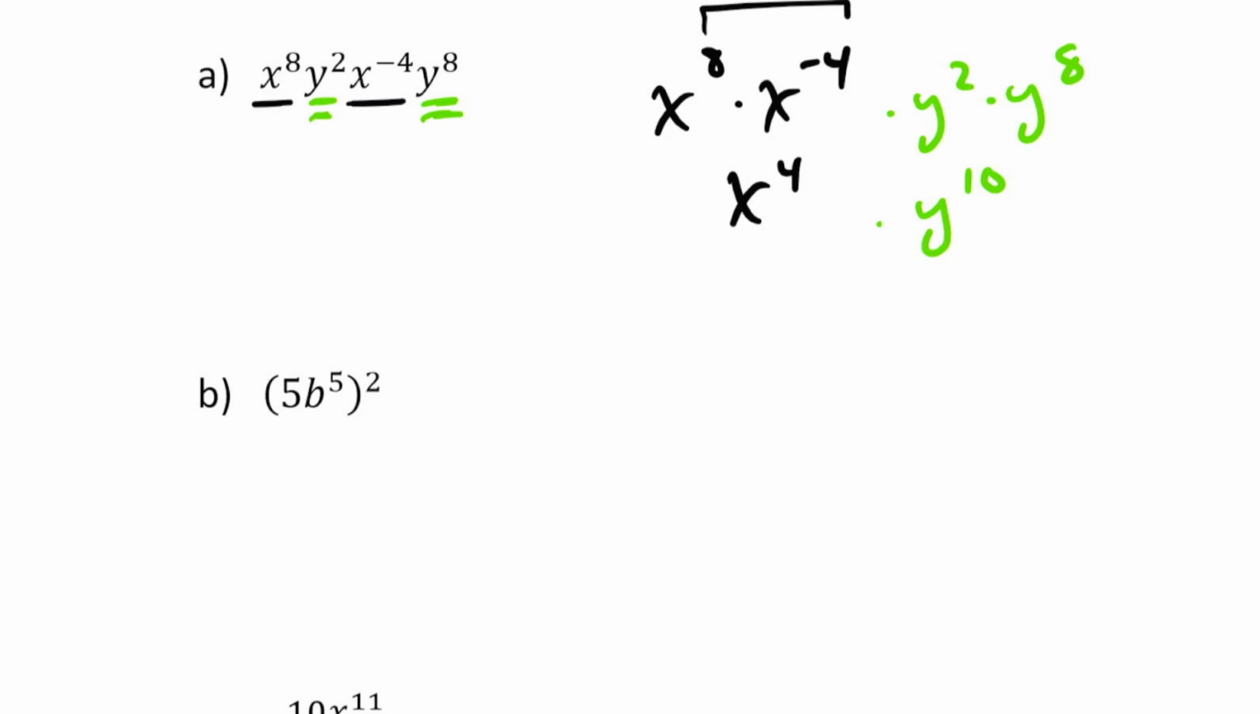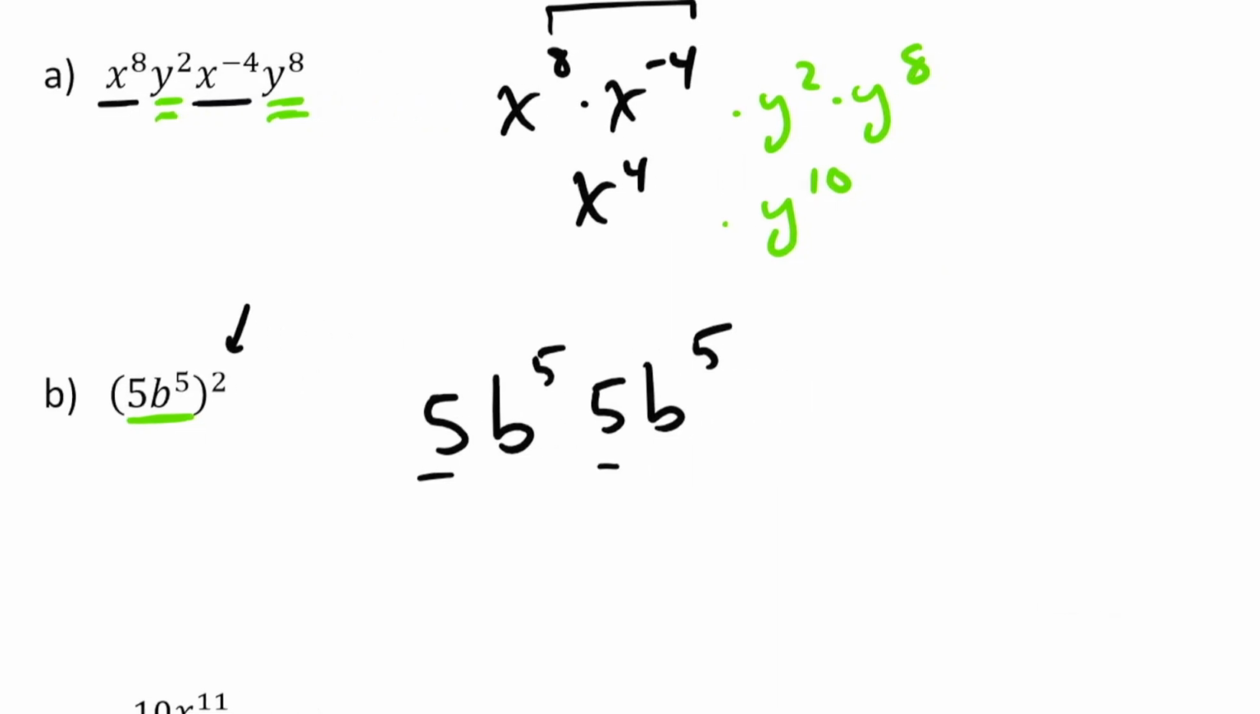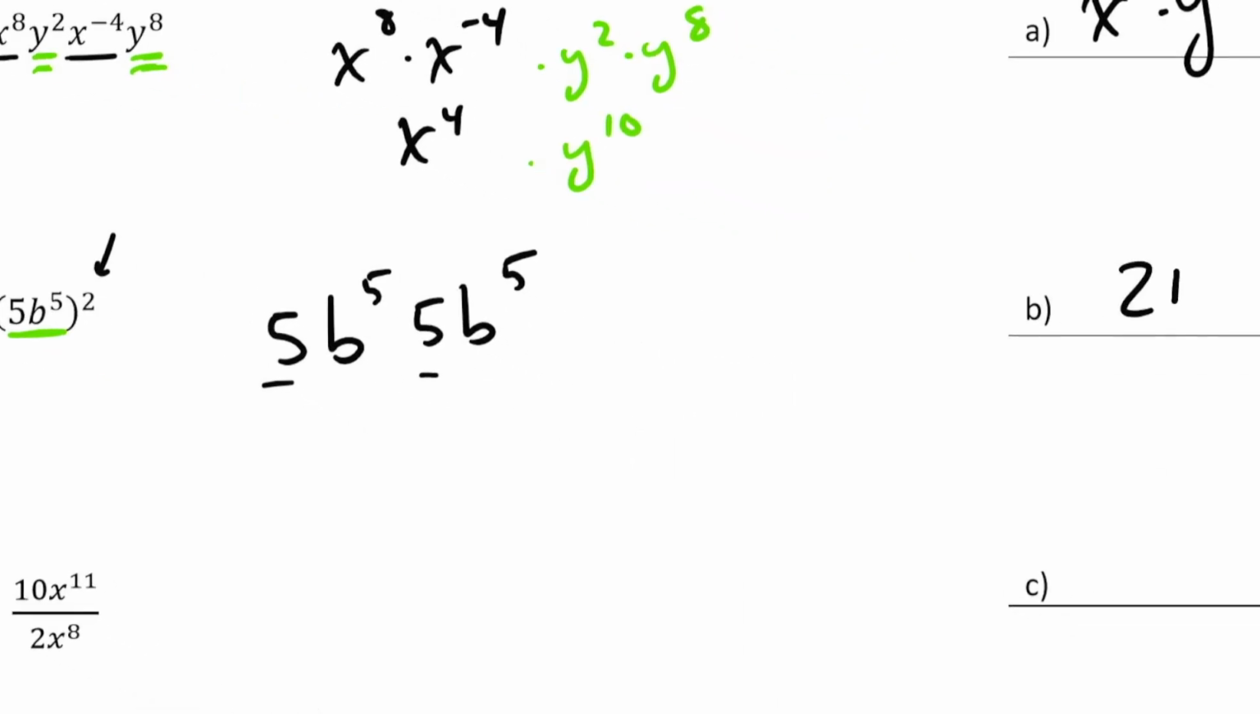For B, if a group missed this, it was just kind of because we didn't write out exactly what we have here. This 2 tells me I have 2 of these things, right? 2 of these sets of factors. And those sets of factors are a 5b to the 5th times another 5b to the 5th. Well, when I multiply 5 times 5, I get 25, right? So part of my answer is I have the number 25. And then when I multiply b to the 5th times 5 more factors of b to the 5th, I get that there's 10 factors of b. So this simplifies as 25 times b to the 10th power.